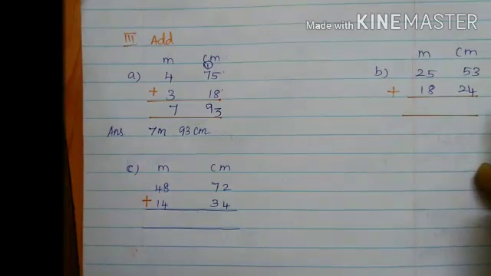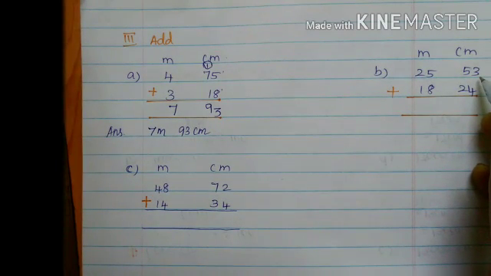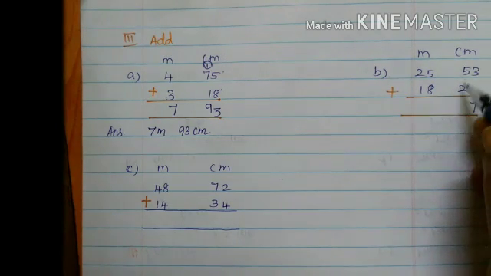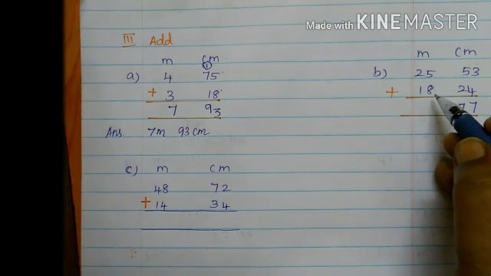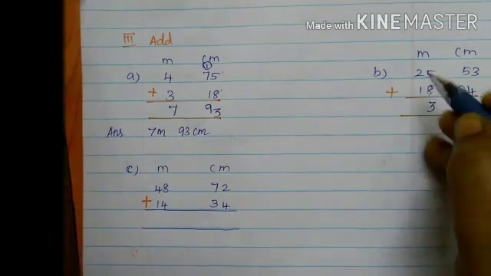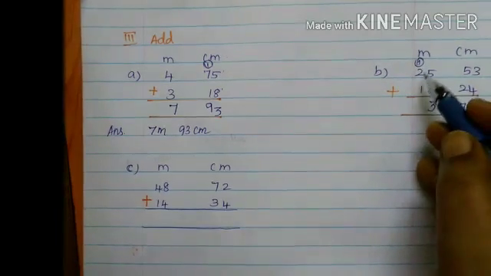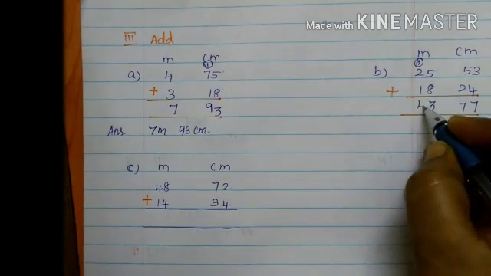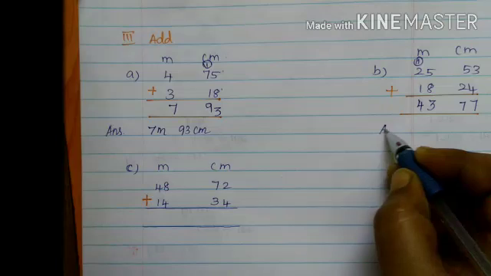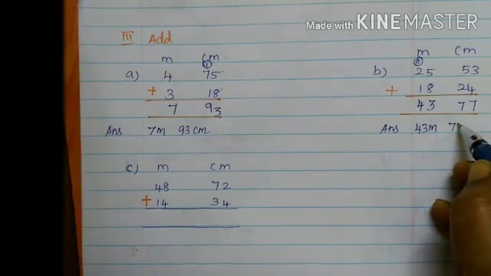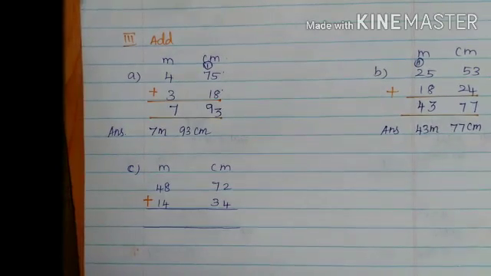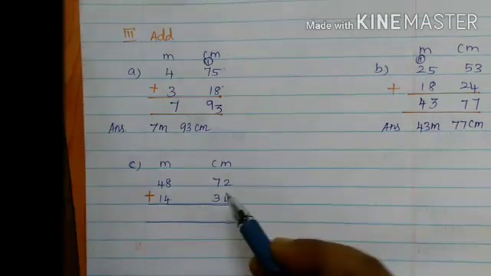The next one, sum. 3 plus 4, you do for 7. 5 plus 2 is 7. Then 5 plus 8 is 13. 1 is carry over. Then 2 plus 1 is 3. 3 plus 1 is 4. So what is the answer now? 43 meter 77 centimeter.